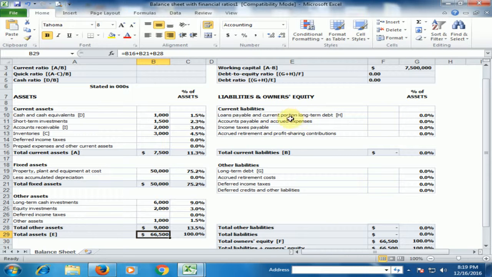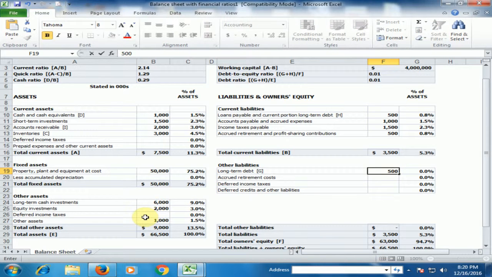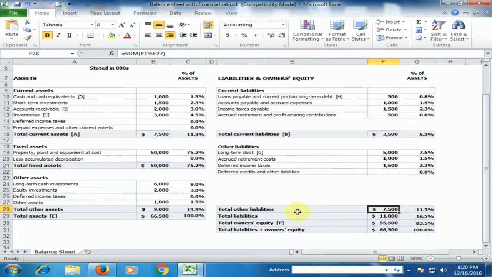Now just put in the values of current liabilities: loans payable and current portion of long term debts 500, accounts payable and accrued expenses 1,000, income tax payable $150, accrued retirement and profit sharing contribution $500. Total current liabilities is 3,500. Total other liabilities: long term debts 5,000, accrued retirement cost 1,000, deferred income tax 1,500, and now total other liability is 7,500, and total liability is 11,000.